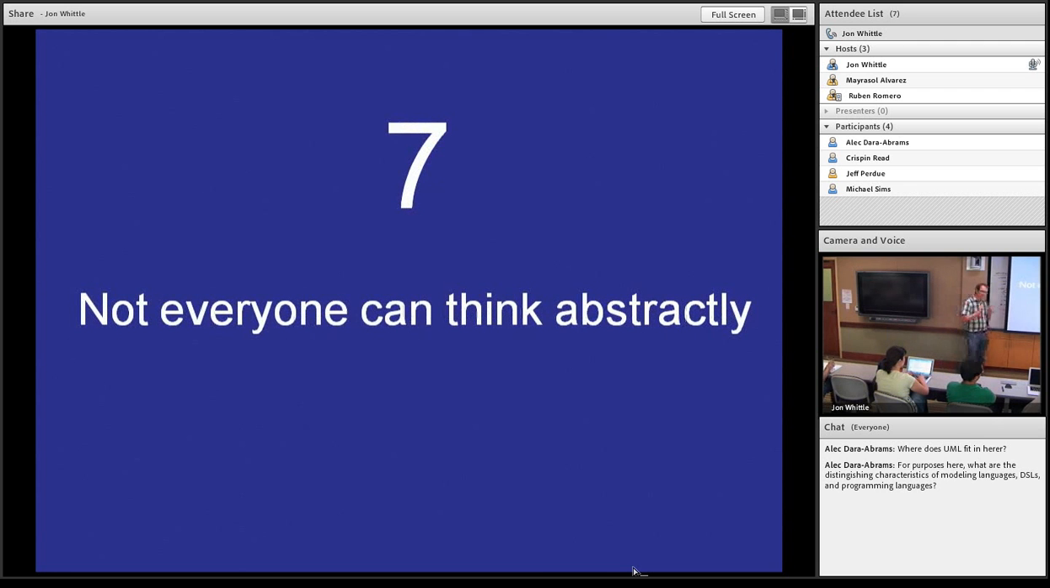Number seven, not everyone can think abstractly, and the jury's still out on whether you can take anybody and teach them to model in a good way, or whether some people are just better at working with concrete things. But if you're putting a team together to do MDD, you should understand which of your people are good at modeling and which are not, and make sure that the people that are not go off and do something else.